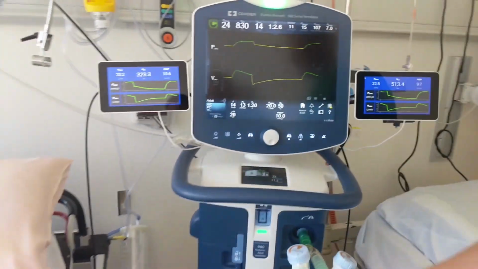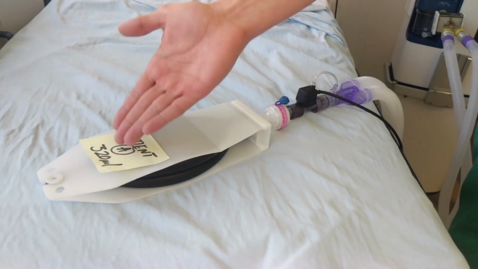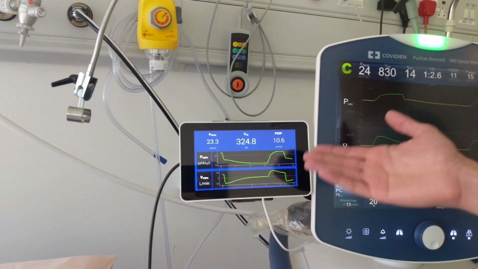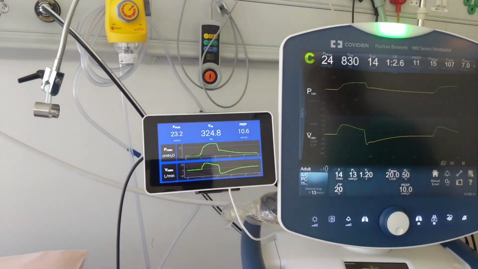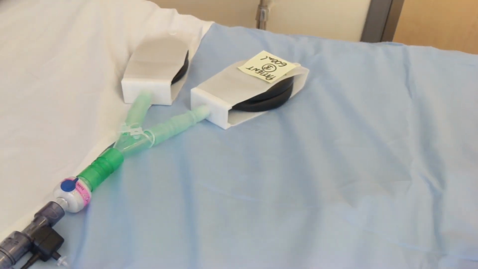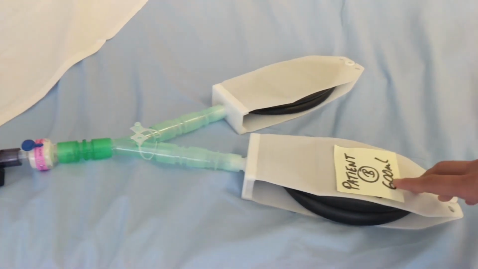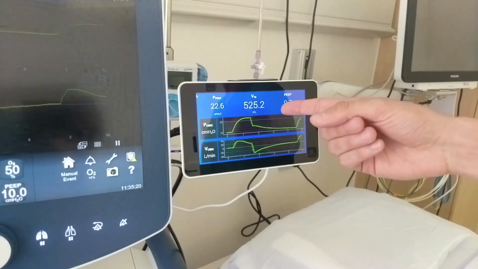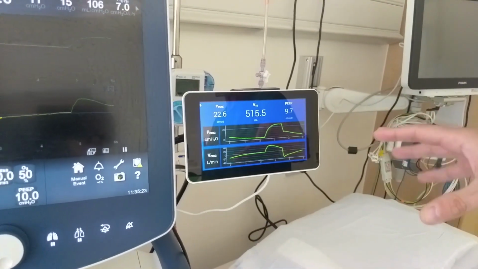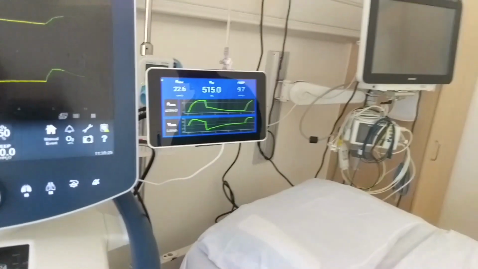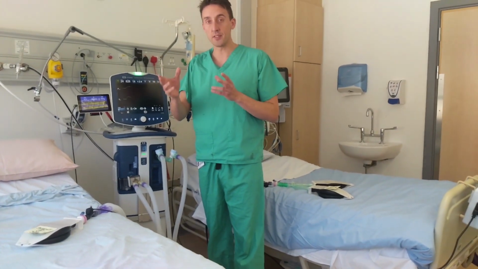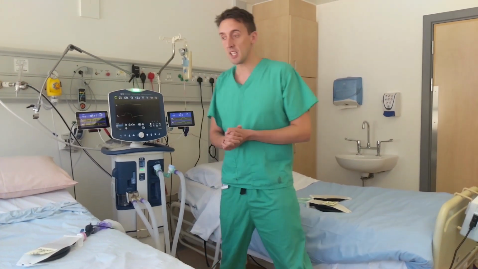So, patient A, we want to try and get tidal volumes of around 320 mils per breath. We look at the monitor and we can see that we are indeed getting around 320 mils per breath. Looking, however, at patient B, we can see that the target is around 600 mils per breath. And their monitor is showing that they're only getting around 520 mils per breath. What I'm going to demonstrate is one way in which we suggest that you can alter and titrate the volumes and pressures in the system.